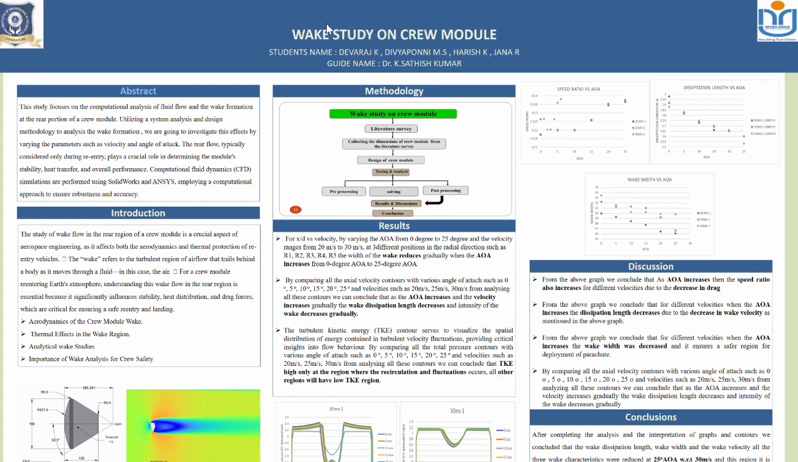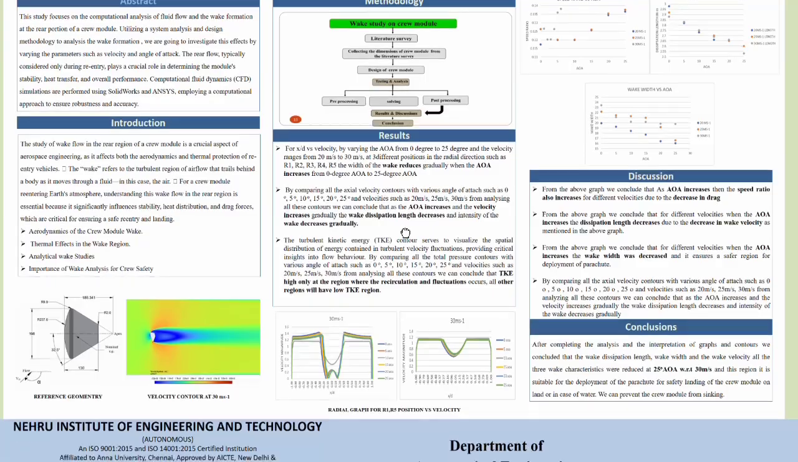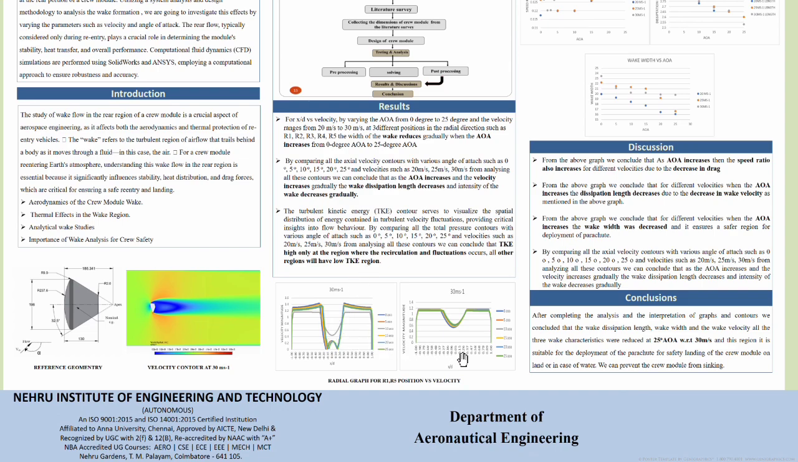On the other side, by taking all the actual velocity contours with various angles of attack such as 0 degrees to 25 degrees and velocities such as 20 meters per second, 25 meters per second and 30 meters per second, by increasing the angle of attack, the velocity also increases, the wake dissipation length decreases and the intensity of the wake also decreases. These are the graphs we have got in the contours.